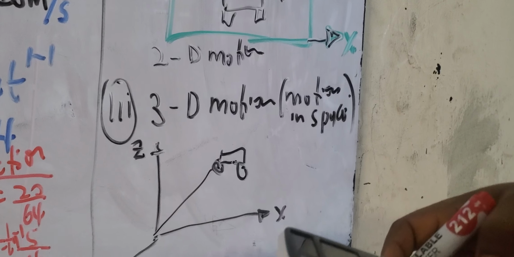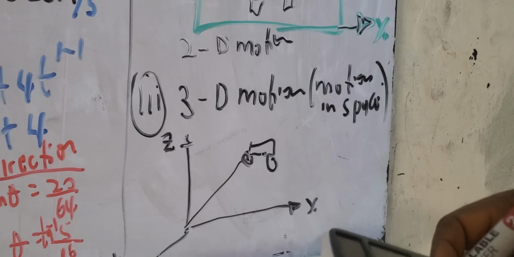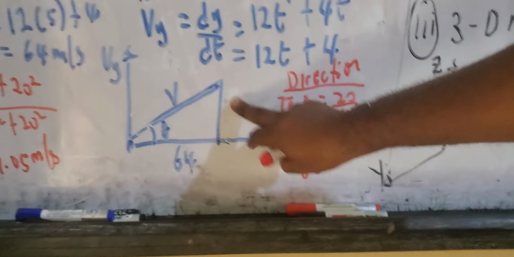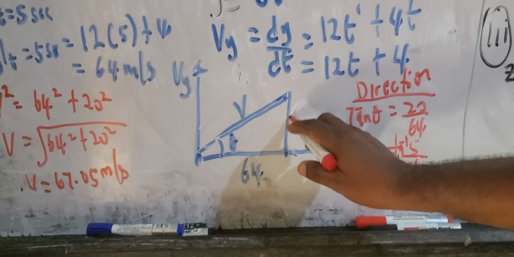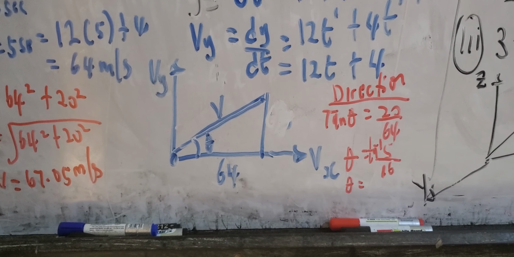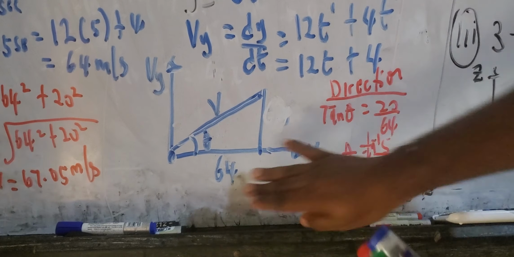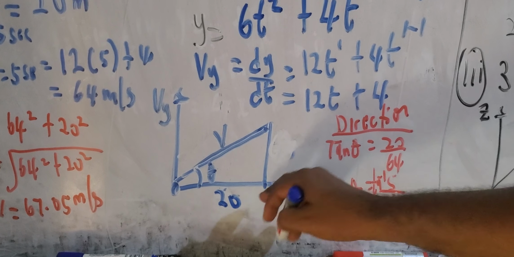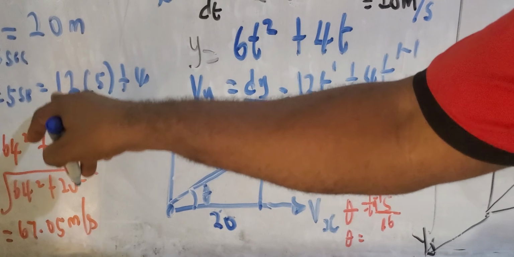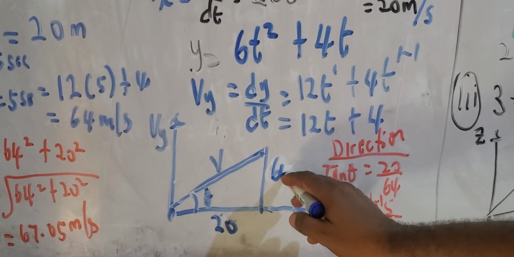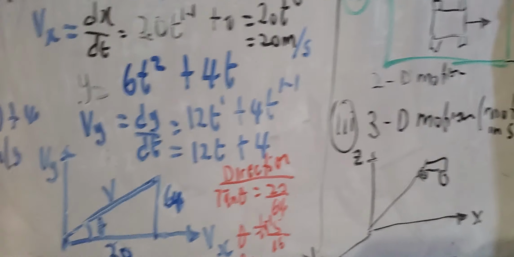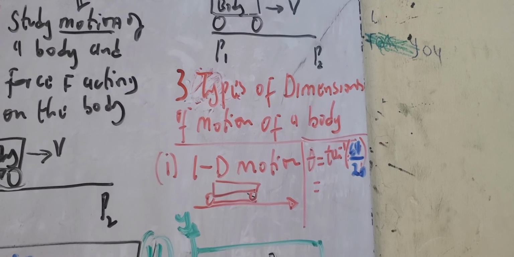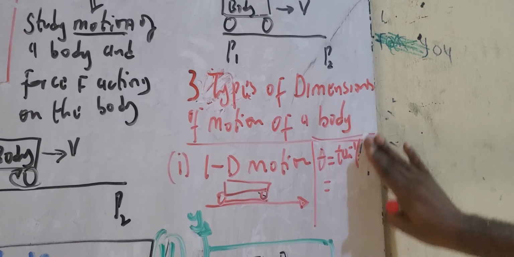No, sorry. Please, the velocity along the vertical axis is 64 here, sorry. And along the horizontal axis is 20. So here is my 20. Here is the velocity along the y-axis, 64. So that means what I'm going to have here is 64 divided by 20. That is opposite over adjacent.